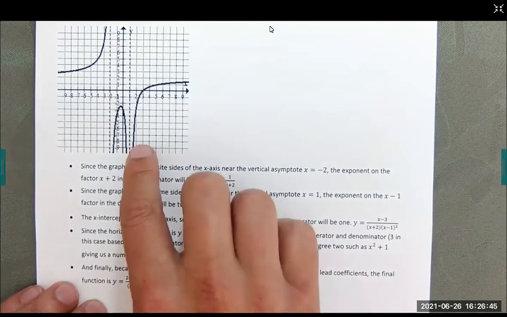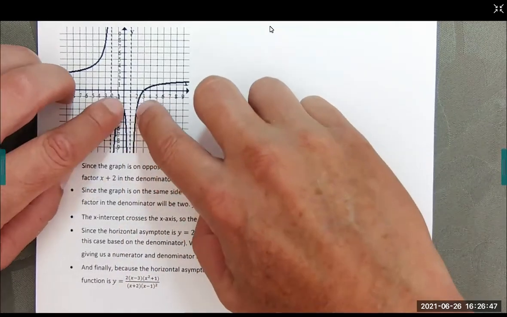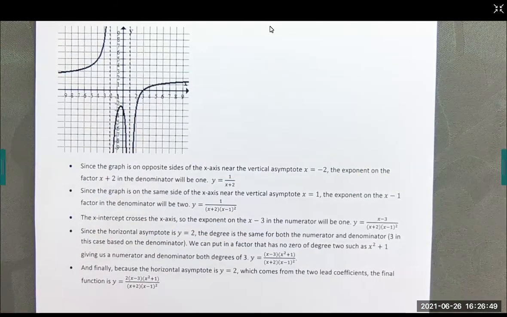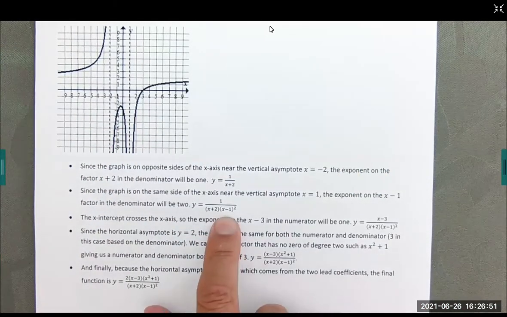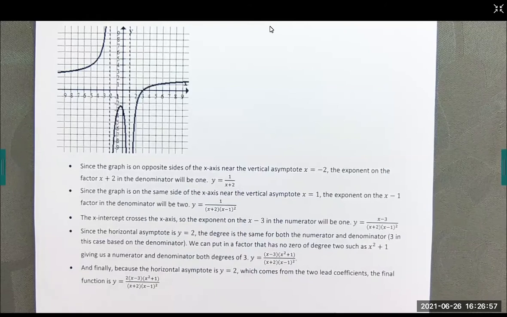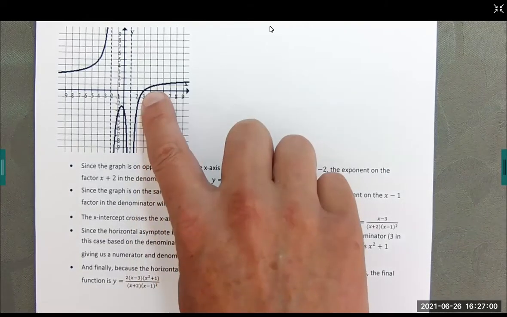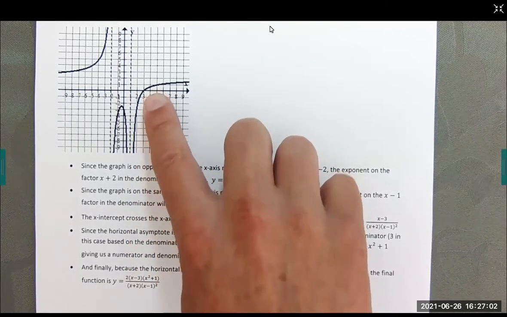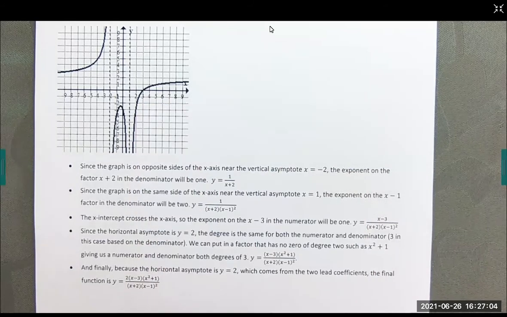Now, over here, they're going to infinity in the same direction. That means that it's going to be an even exponent, so we may as well just make it x minus 1 squared. Let's keep the degree as low as we can. We can see that it's crossing the x-axis at 3. That means the numerator is going to have the factor x minus 3.